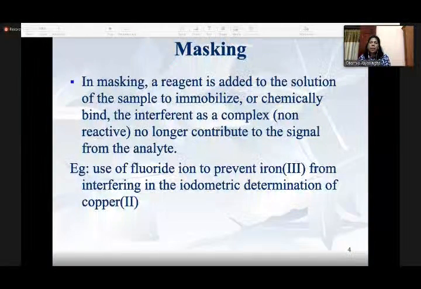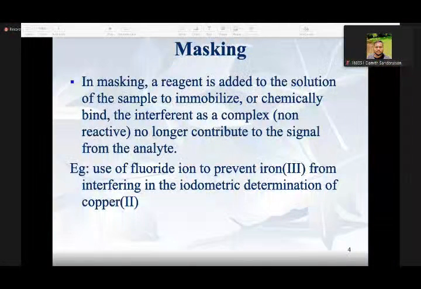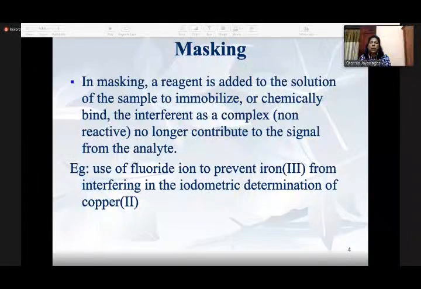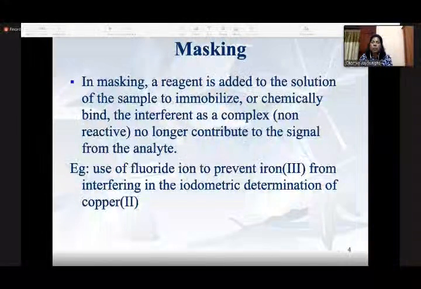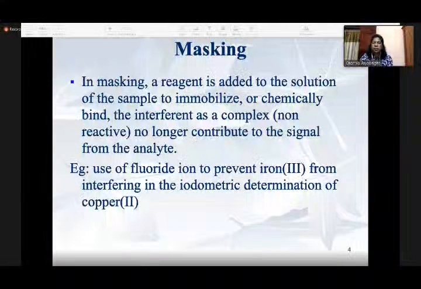Example: use of fluoride ion to prevent iron 3 from interfering in the ionometric determination of copper. If we are going to do the ionometric determination of copper 2, then iron 3 also interferes, because iron and copper are both minerals. In that case, we remove the iron from the system using fluoride, right? So different kinds of interference we can remove from the system. That we call masking.